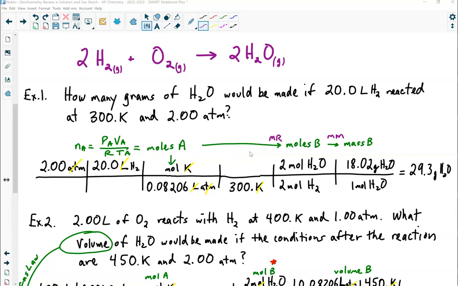I can use the magic mole ratio, water vapor to hydrogen. And then since I want to know the grams of water, I will use the molar mass of water. And I can see that I would make 29.3 grams of water. So here, the only variation so far is in the way that you calculate the moles of your given substance, your starting substance. In this case, it's PV over RT.